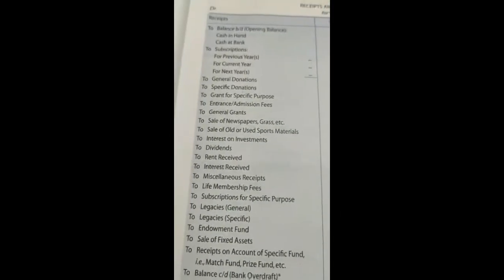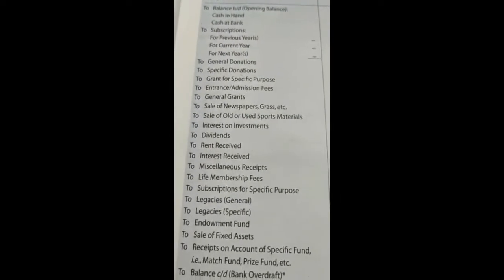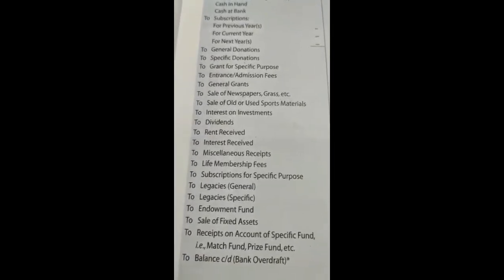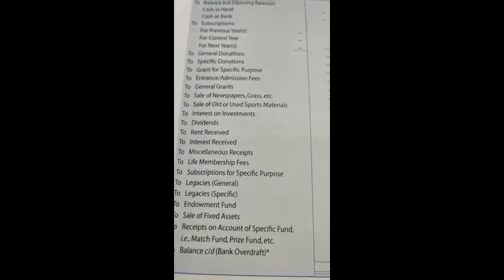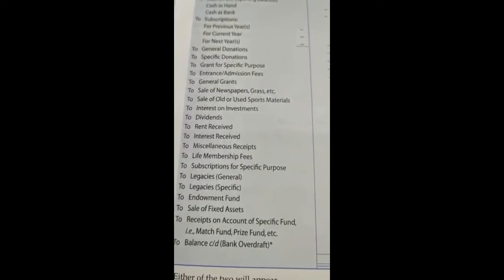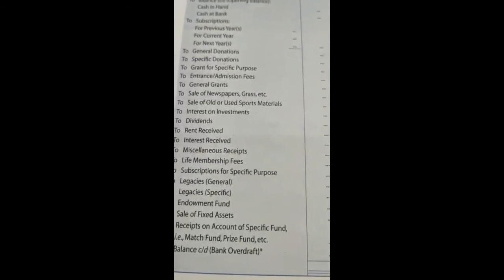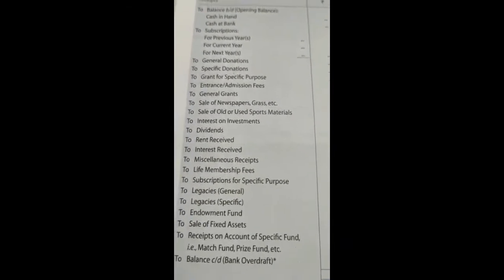Here on the receipt side, rent received means the premises of the organization. If the organization has some extra premises or extra space, and the space is given on rent, and the rent is received, that becomes the receipt.